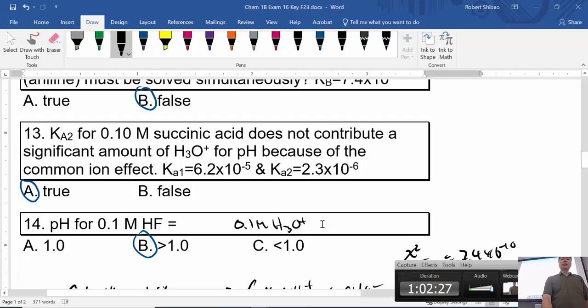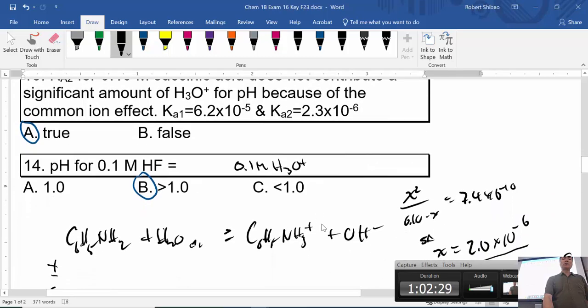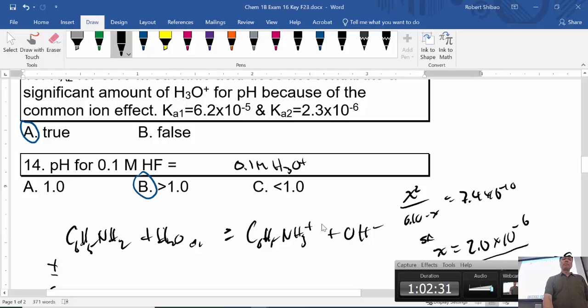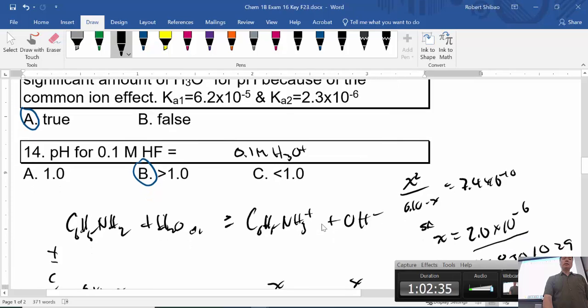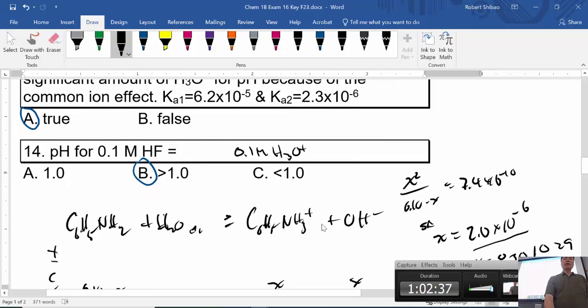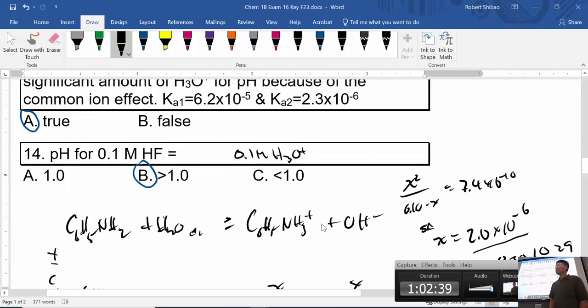So step 1 would be Ka1, step 2 would be Ka2. 14, the pH for 0.1 molar HF. HF is a weak acid. If it were a strong acid, it'd be A. And since B is impossible, I mean, C is not possible. B, you can't get more. It's a weak acid, so it's got to be greater than 1.